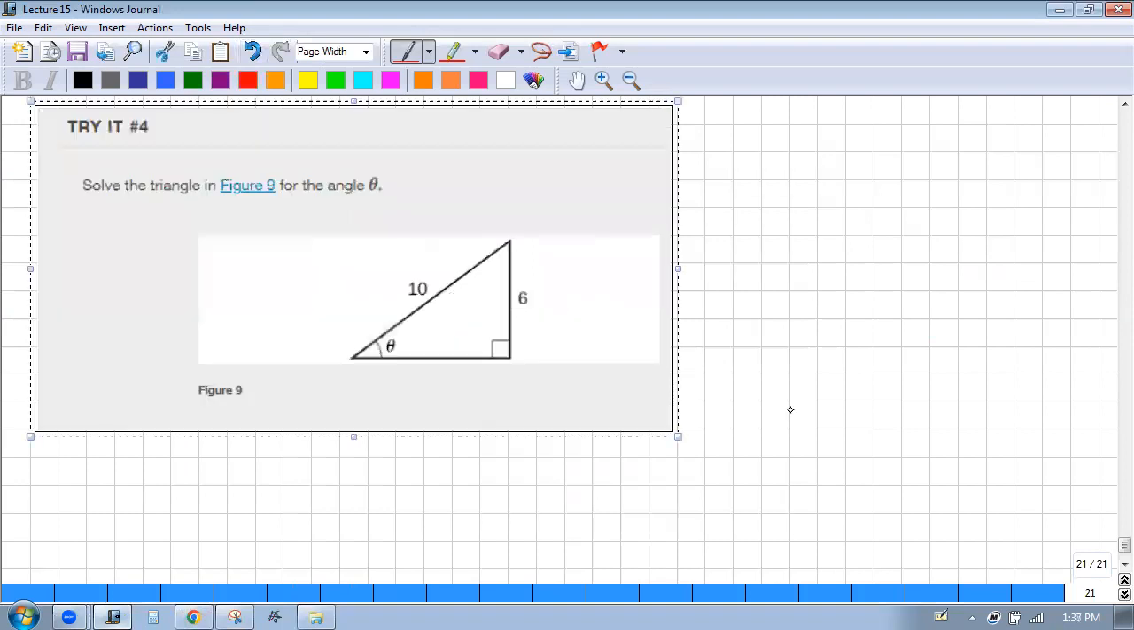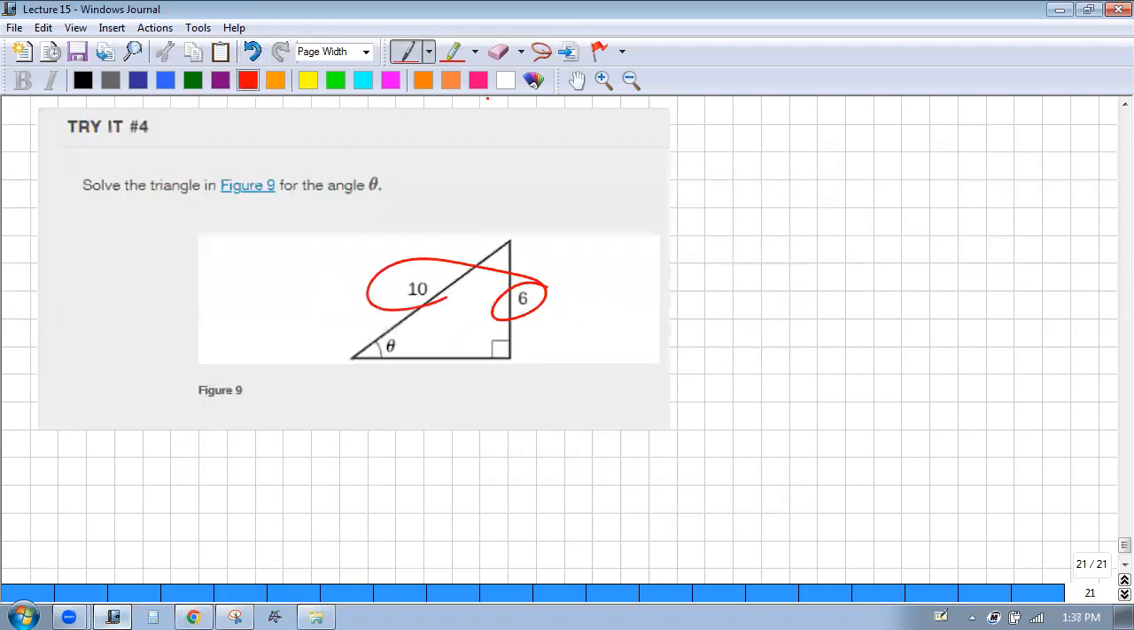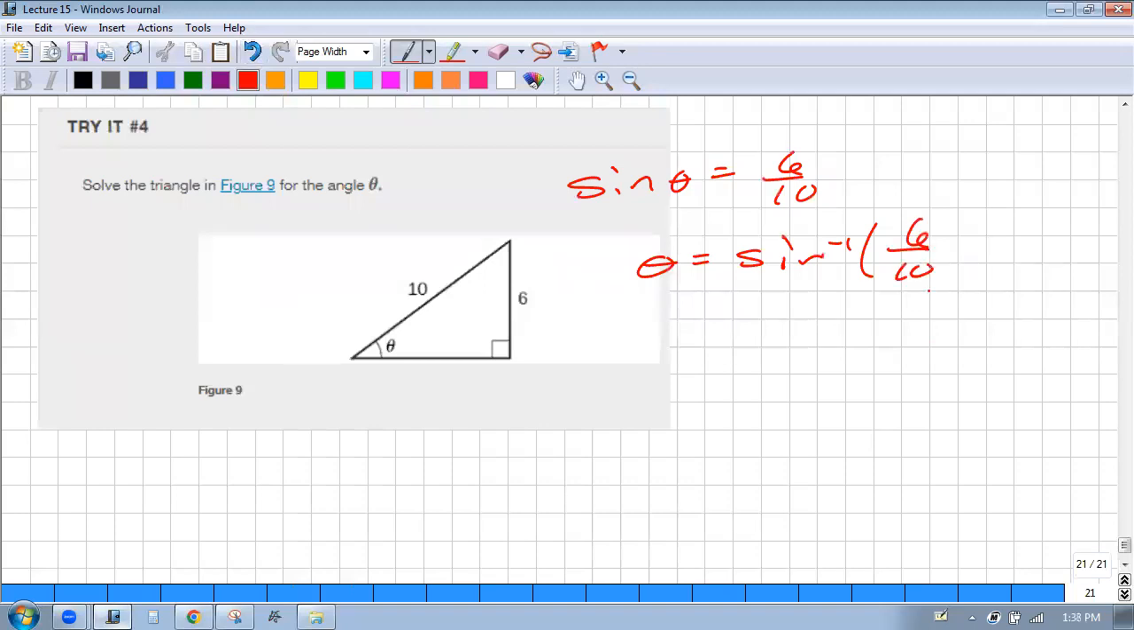All right, here's one. We know the opposite side and the hypotenuse. Fine. Sine is opposite over hypotenuse. The theta is sine inverse of 6/10. Plug that in your calculator and it's going to give you an angle in radians.